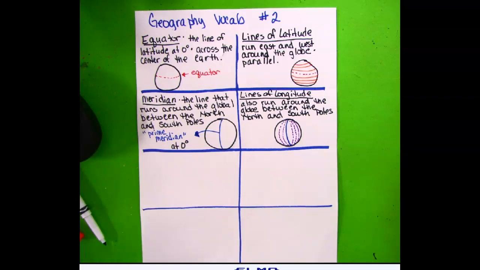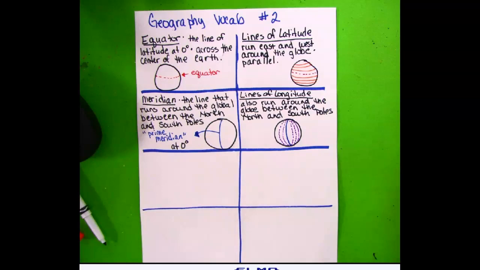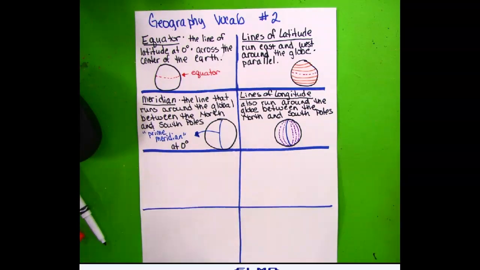Oh, well. So one thing that I kind of want to point out is that the meridian and the lines of latitude can be interchangeable, but the prime meridian is at 0 degrees. And I think this will be all the vocabulary we are going to do for geography vocabulary number 2.